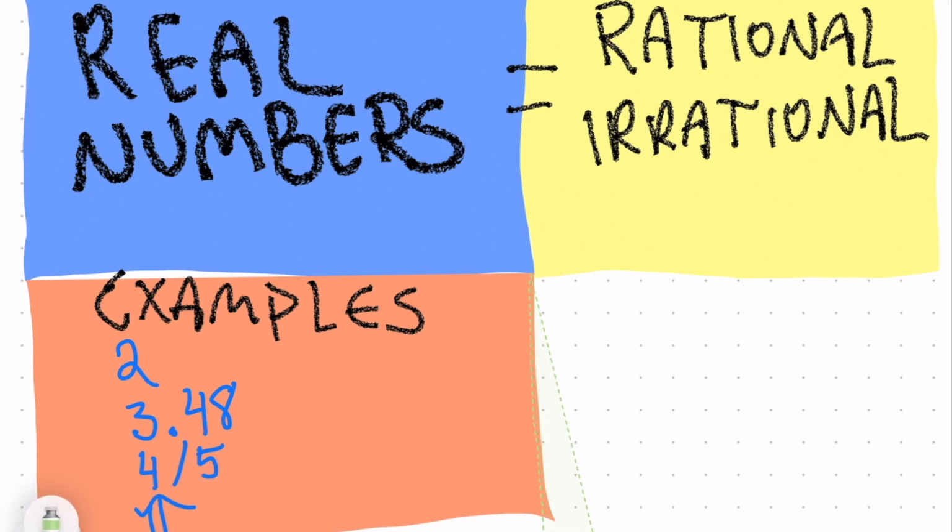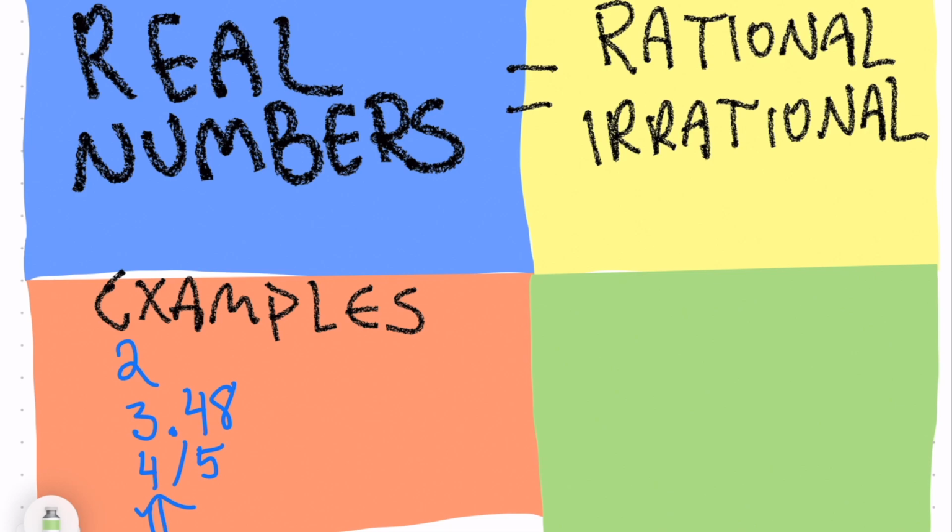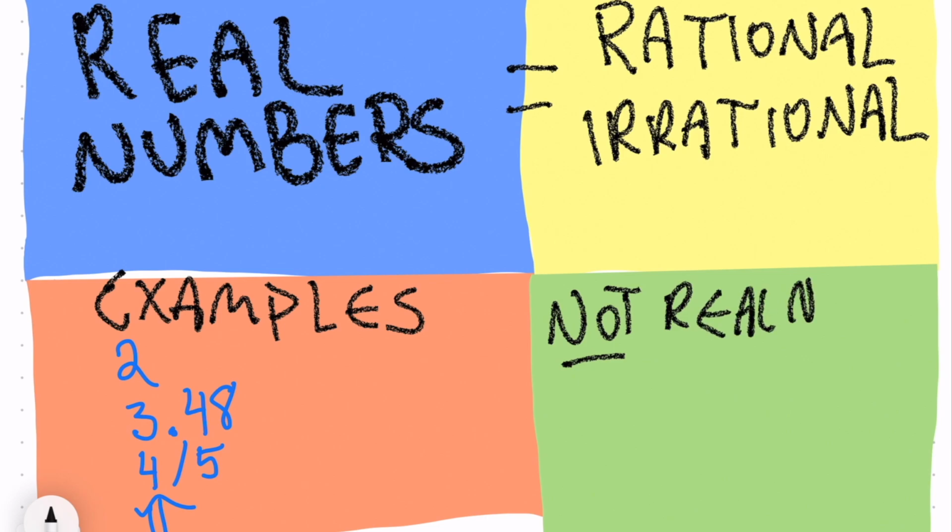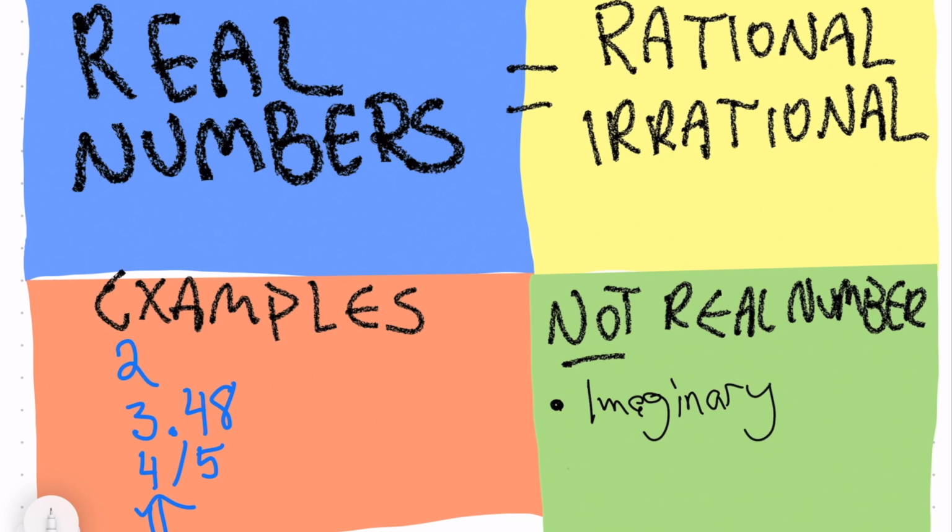So the question really is, well, what's not a real number? Well, imaginary numbers are not real numbers, and infinity is not a real number.